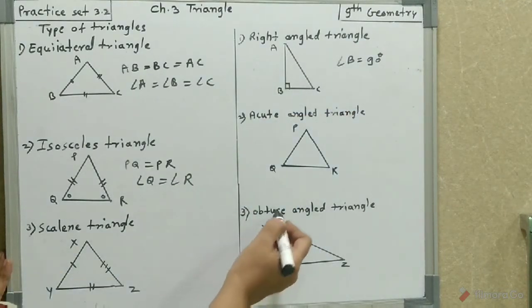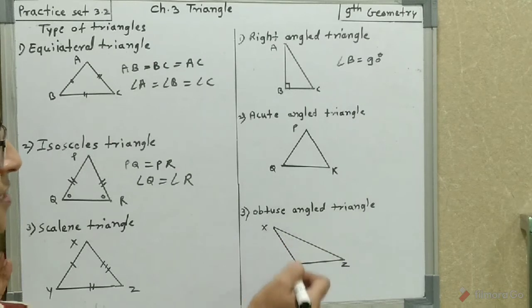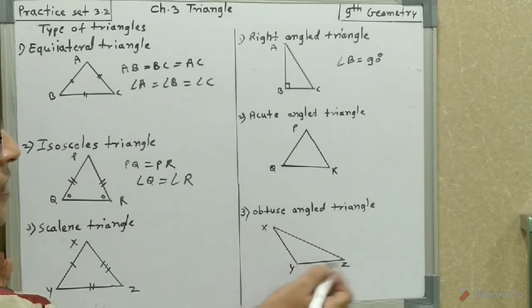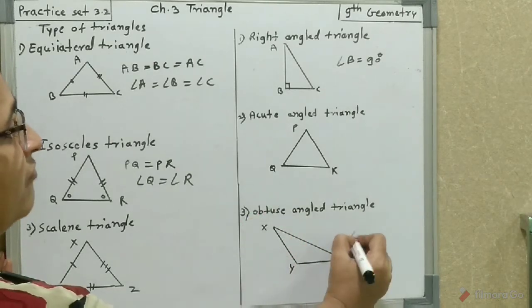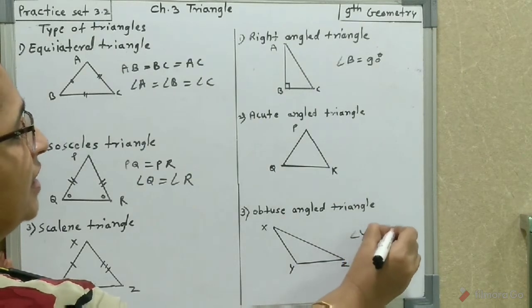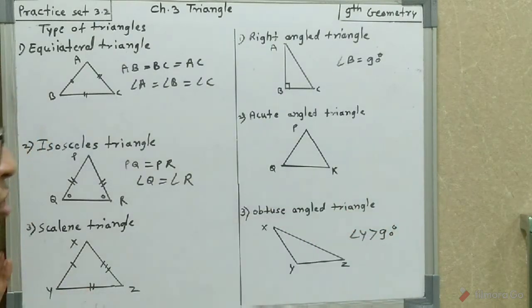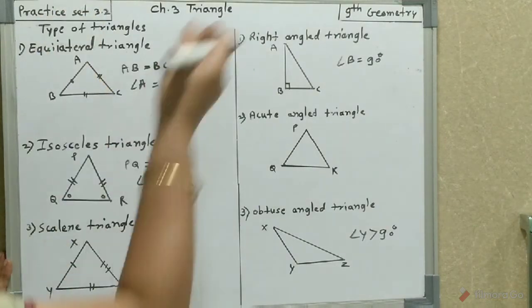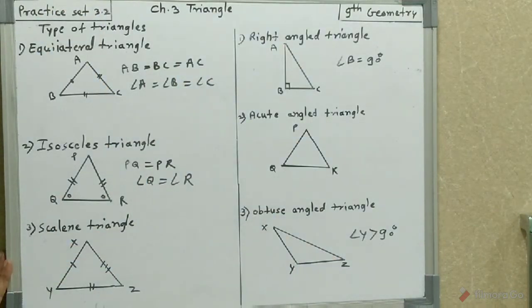And the third one, that is the obtuse angle triangle. In this triangle, any one angle is greater than 90. Here angle Y is greater than 90 degrees. So we say it is an obtuse angle triangle. So these are the three different types of triangle based on angles.